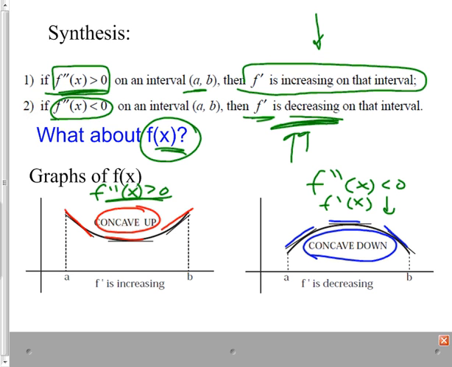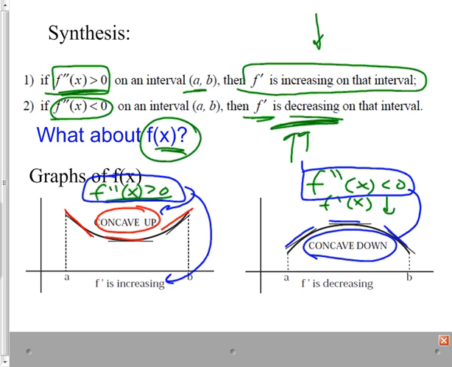So we now know that when f double prime of x is greater than 0, our function is concave up, and our first derivative is increasing. And when f double prime of x is less than 0, our function is concave down, and our first derivative is decreasing.